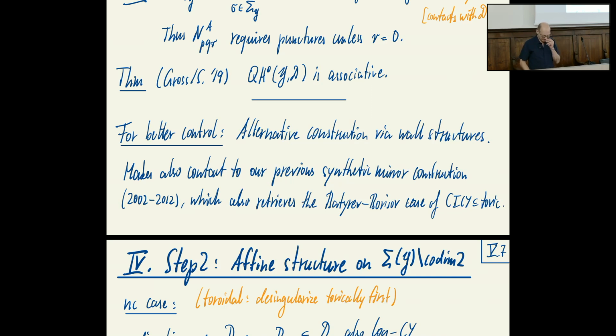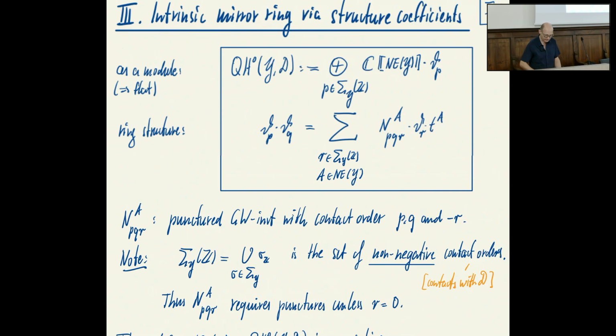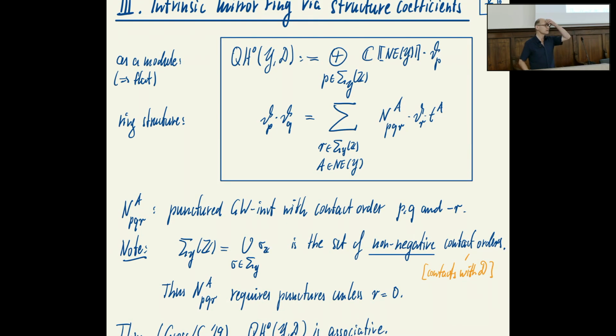This construction works via wall structures, okay? And the wall structures are good because they give you a lot more control and help you in computing things. So I'll show you how this goes. Are there questions to this ring structure here before we go on?